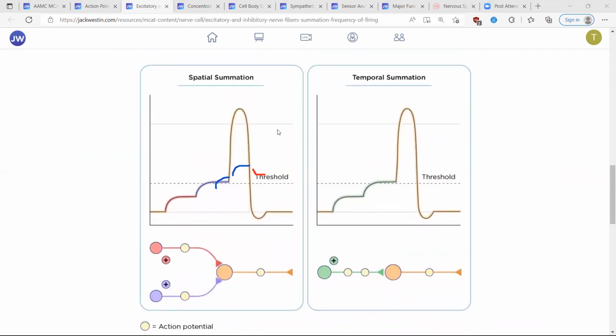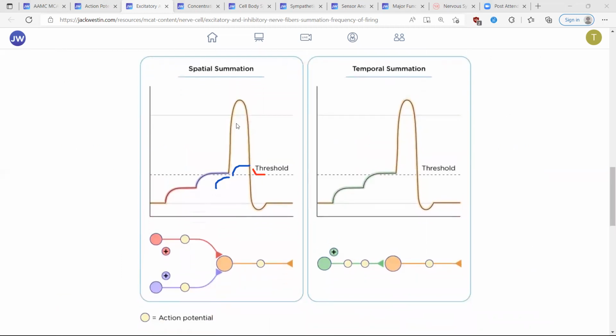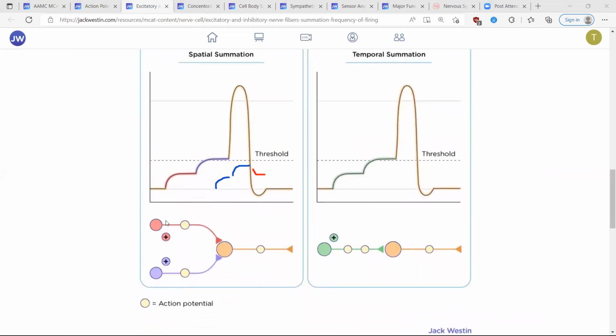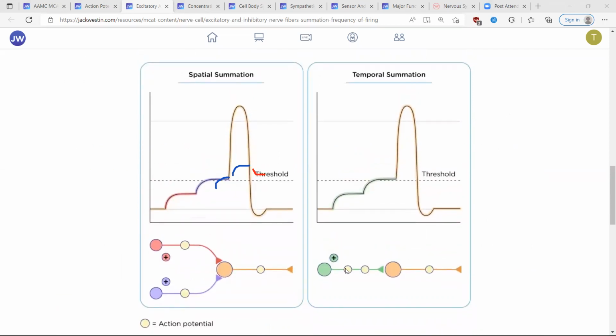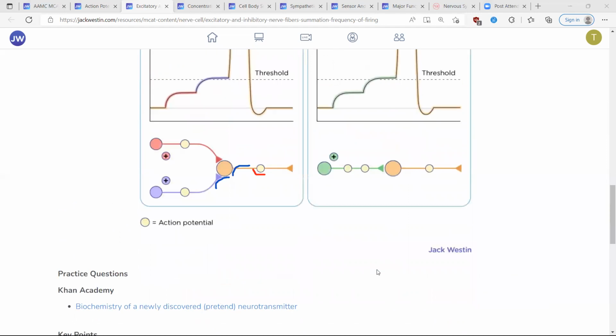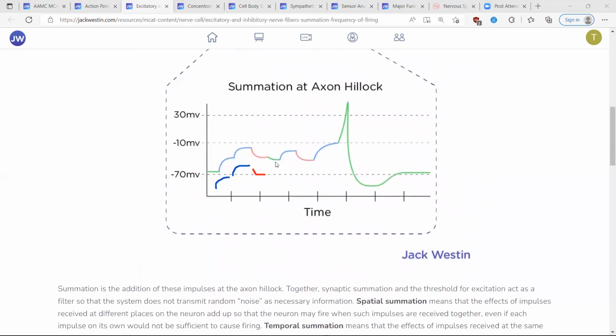So I kind of explained this before, where spatial summation is small signals happening from multiple terminals, whereas temporal summation is small signals happening from one axon in succession rapidly in order to reach that potential. So you can see these bumps, right? These excitatory bumps could be from multiple neurons, or it could be from one neuron just delivering it fast.